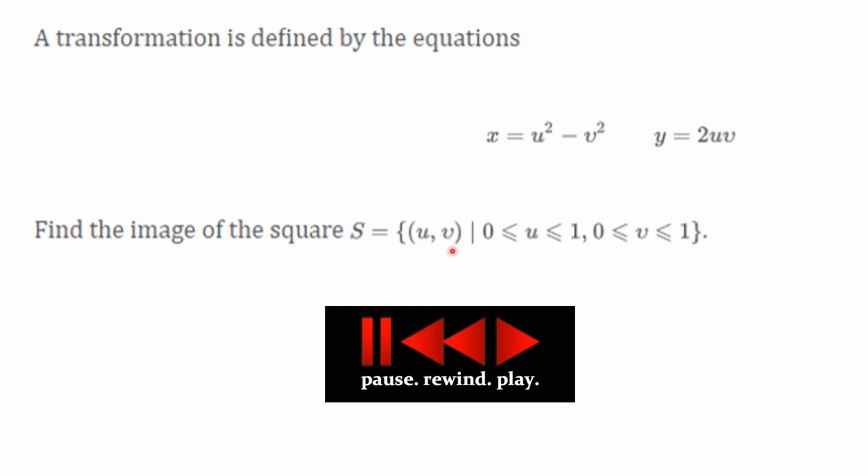So it is the set of (u, v) in R2, the set of (u, v) where u is between 0 and 1 inclusive, and v is between 0 and 1 inclusive. You know what to do. Let's see how you did.